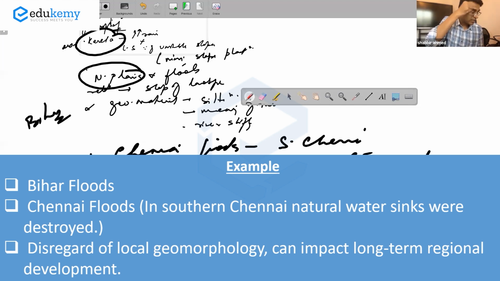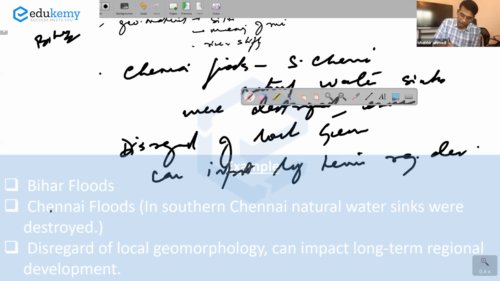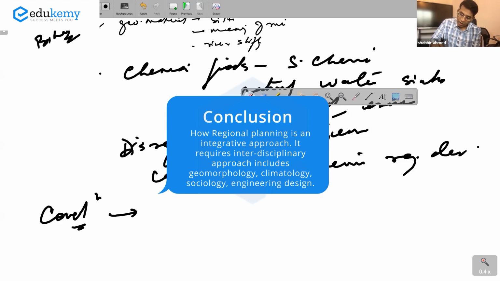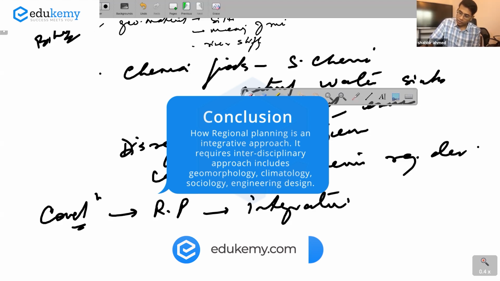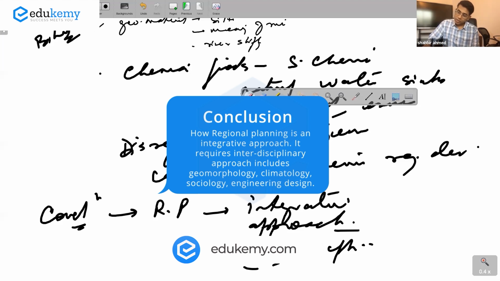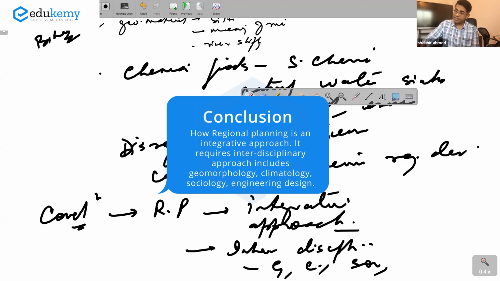So on these lines, you have an answer with examples, and you can have a conclusion that says how regional planning is an integrative approach. It requires an interdisciplinary approach which includes geomorphology, climatology, sociology. We must understand the engineering designs also. So finish the answer on those lines.